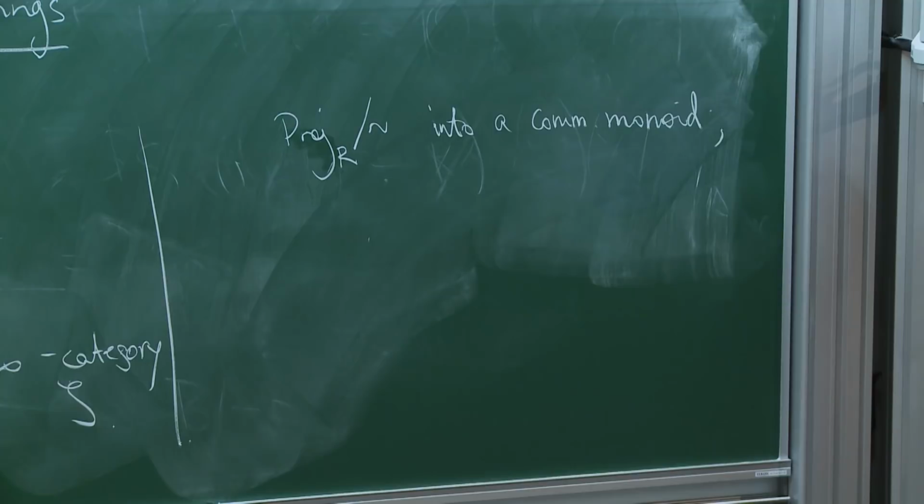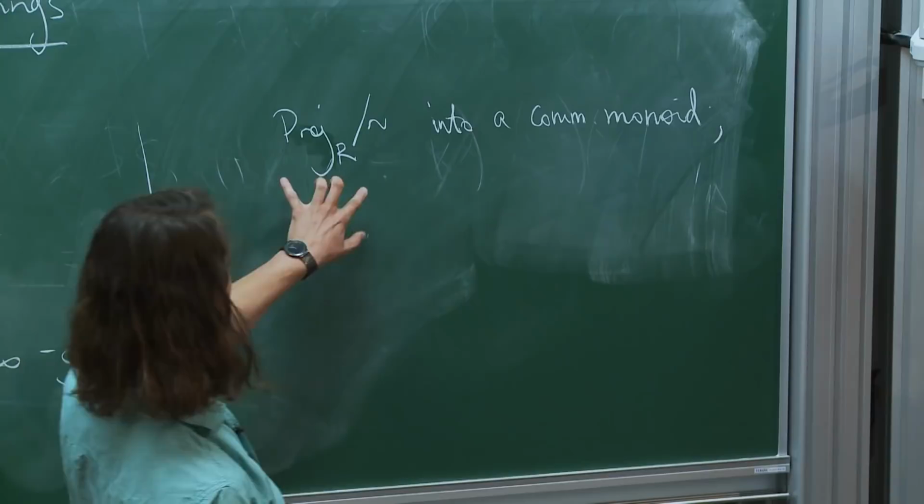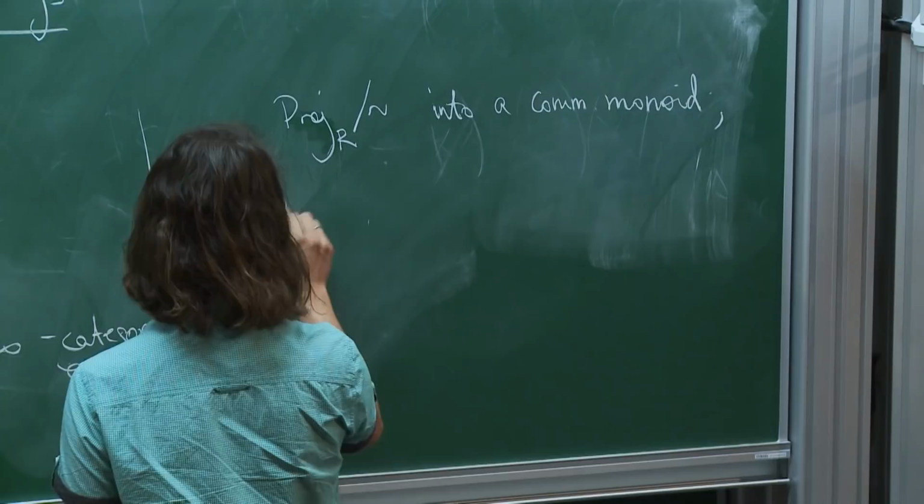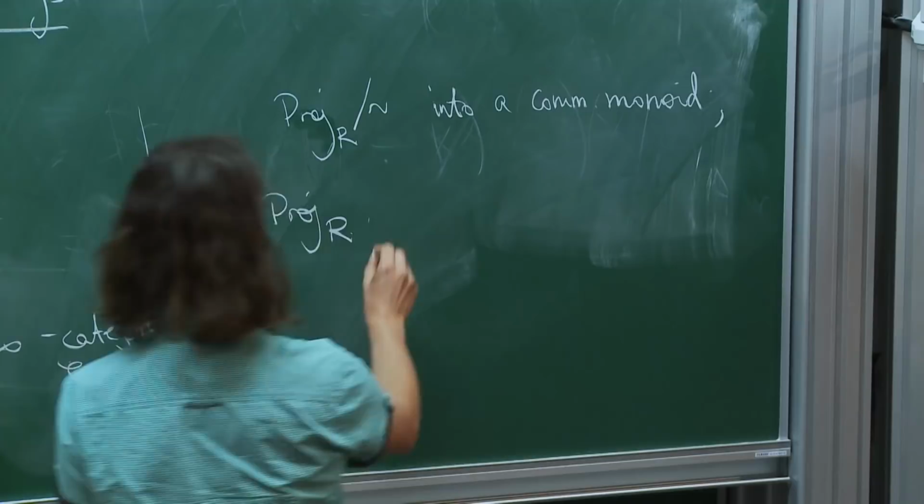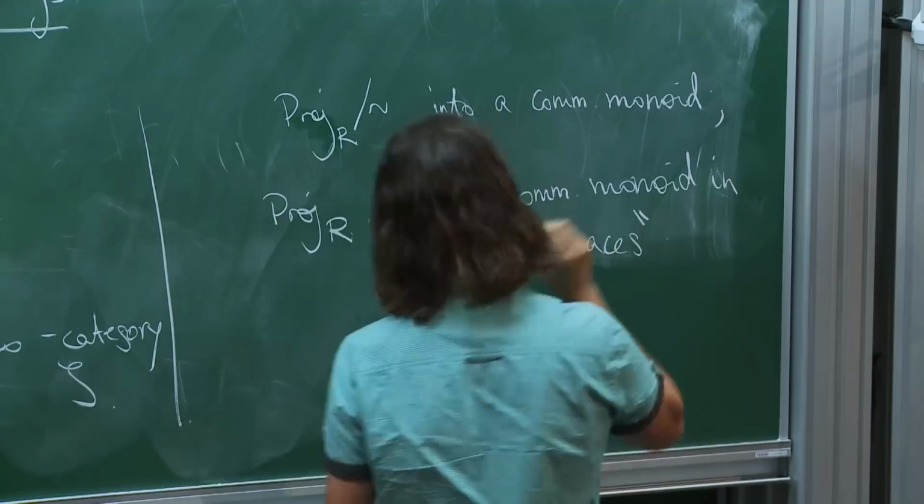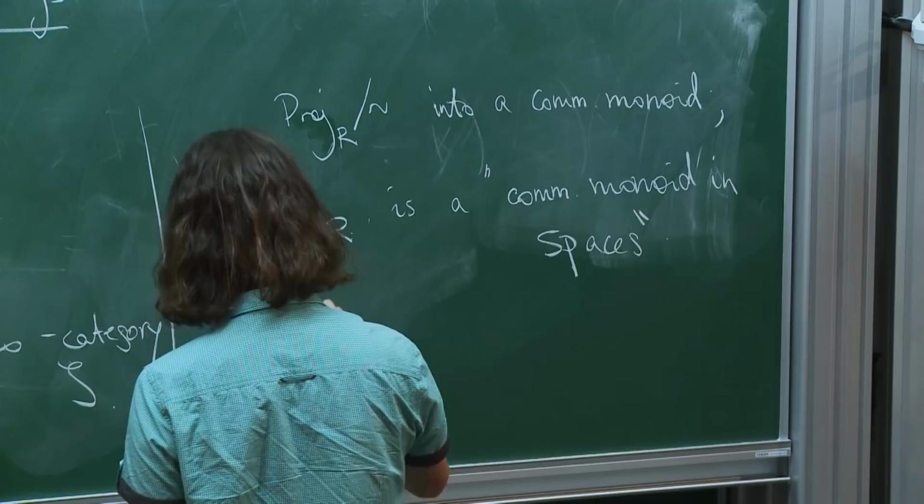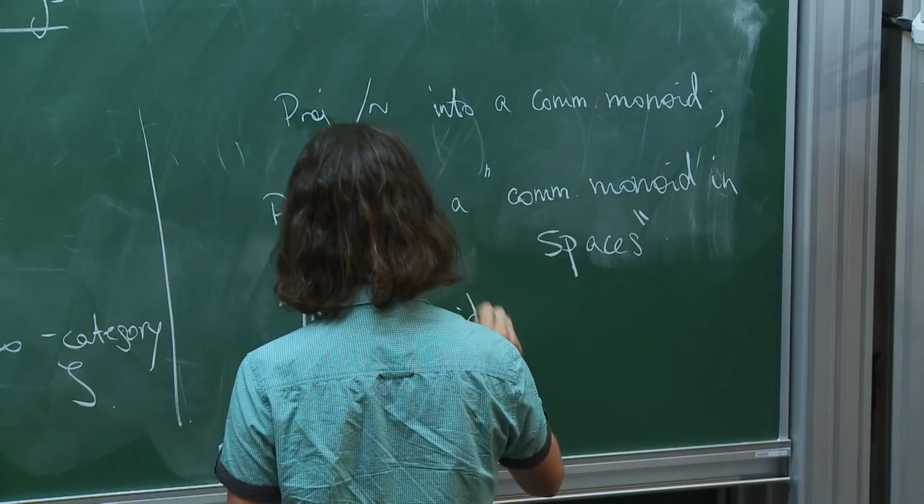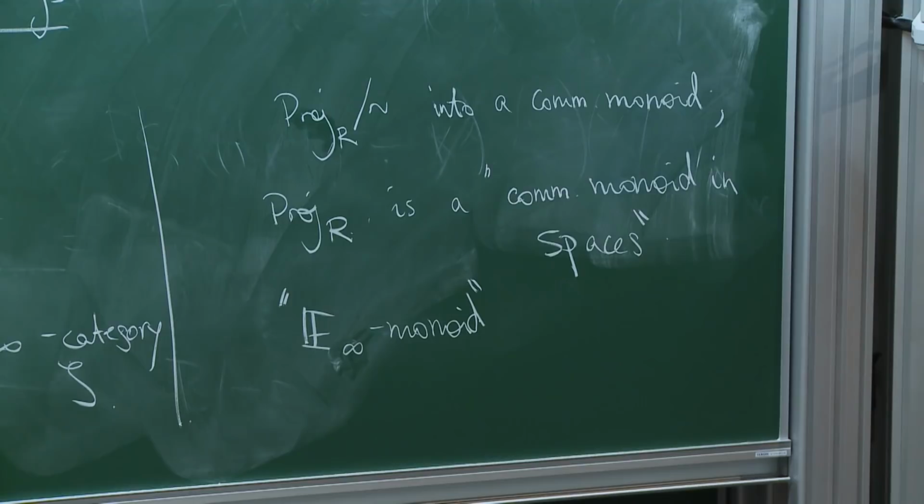But actually, and this is where algebraic topology enters, there's a way to make the statement without passing to isomorphism classes. In fact, this groupoid itself is a commutative monoid in spaces, and let me put this in quotation marks. Technically, this is called an E-infinity monoid, where the infinity means it's commutative up to all orders. In this higher categorical language, you can have more and more commutativity constraints, and infinity means it has all of them.